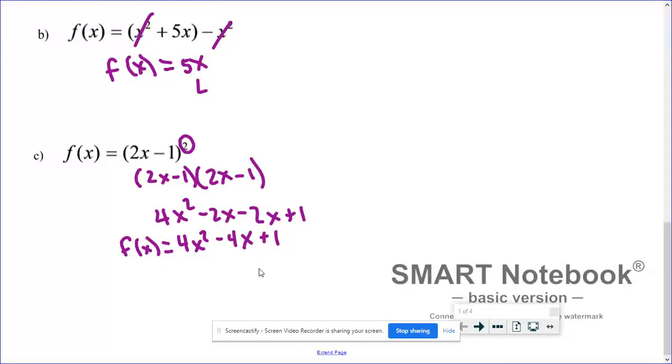So this would be a quadratic function. First term there is quadratic. The second term is the linear. The third term is the constant.